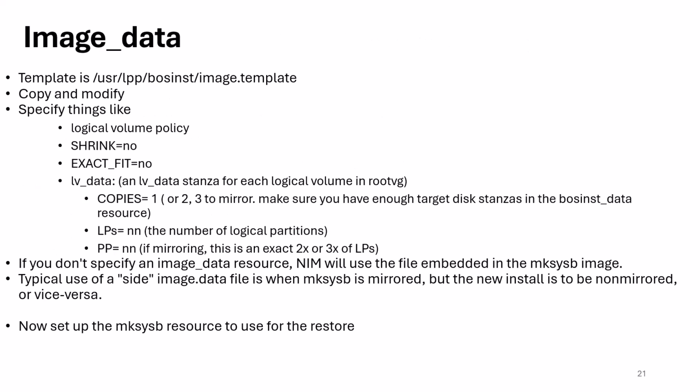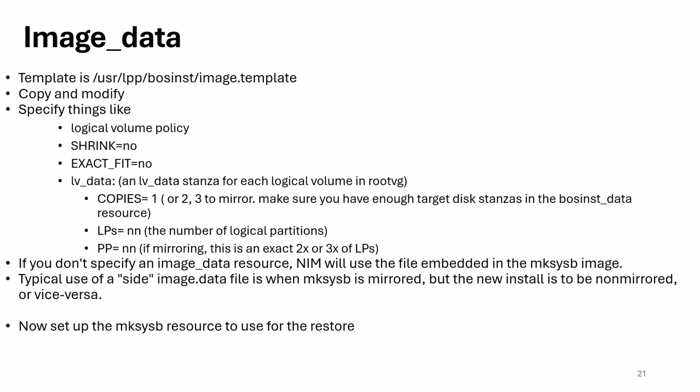One of the main reasons for creating an image data file is so that if you happen to be mirrored and you take a mksysb, when you do the restore, you may not have two disks to restore it to, and you can deal with that in the image data file. And the way you do that is you create an image data file.